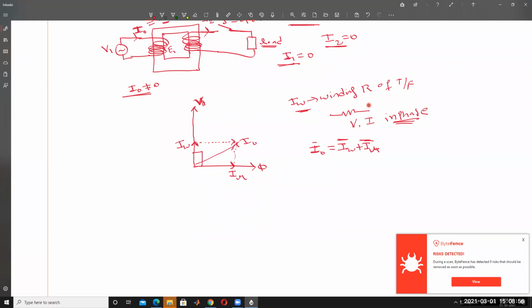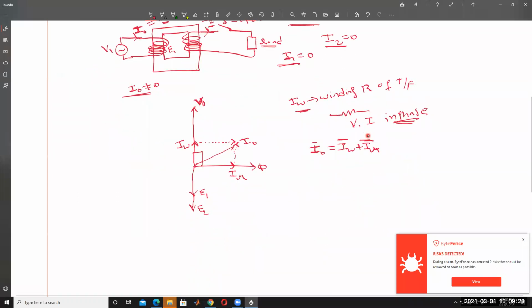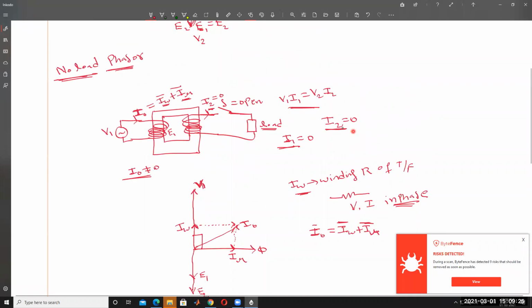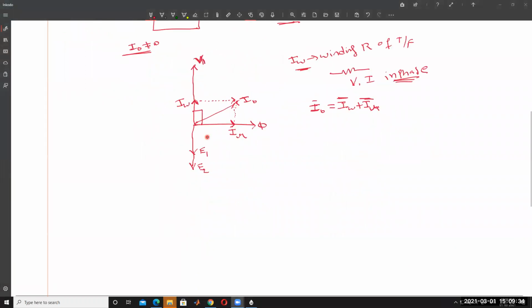This current is called I naught, and these are E1 and E2. So under no load condition, the current I2 is equal to 0. There is no current I2 here, so only the no load current is present in the transformer. That current I naught is represented like this. Understood? So this is the no load phasor diagram of the transformer.